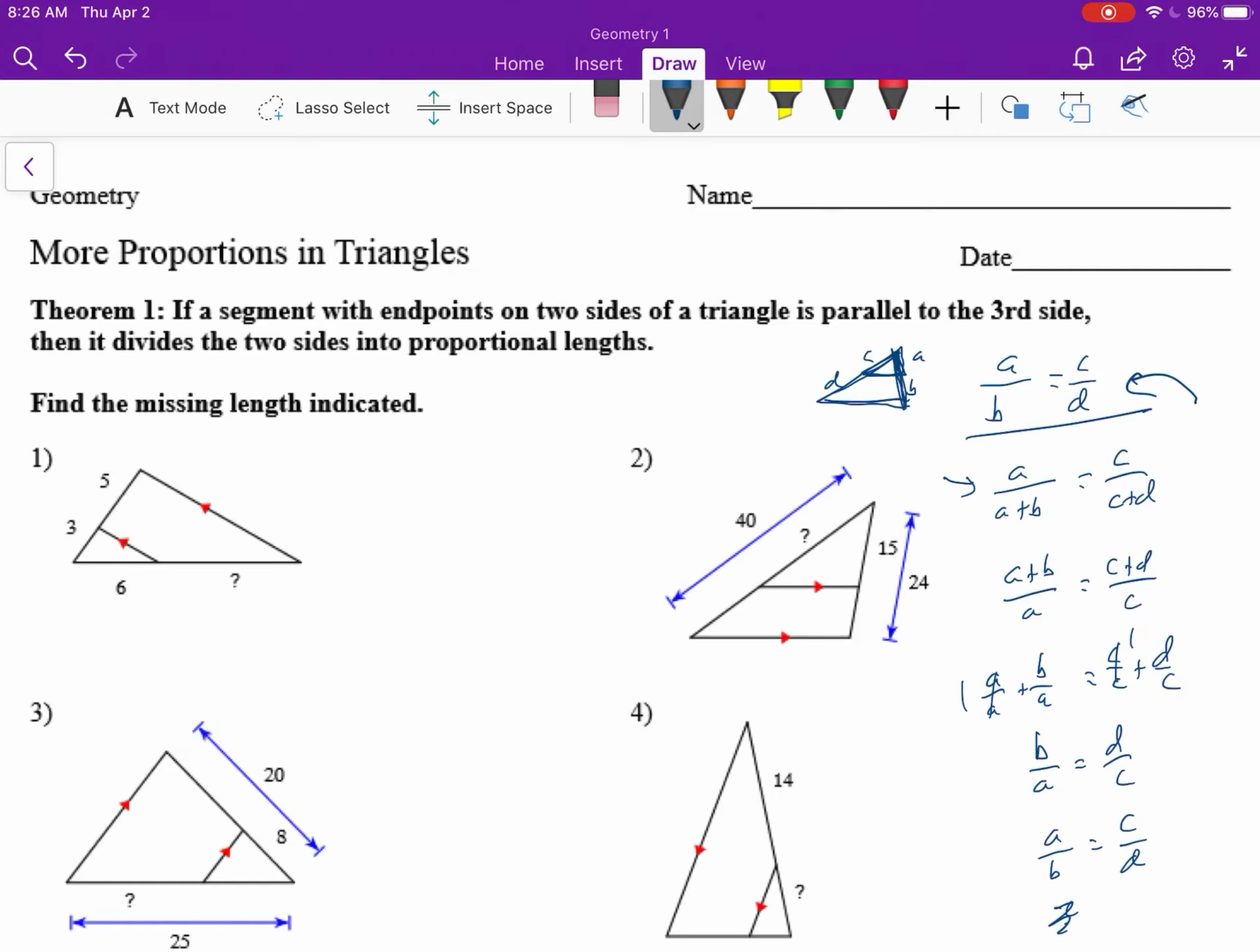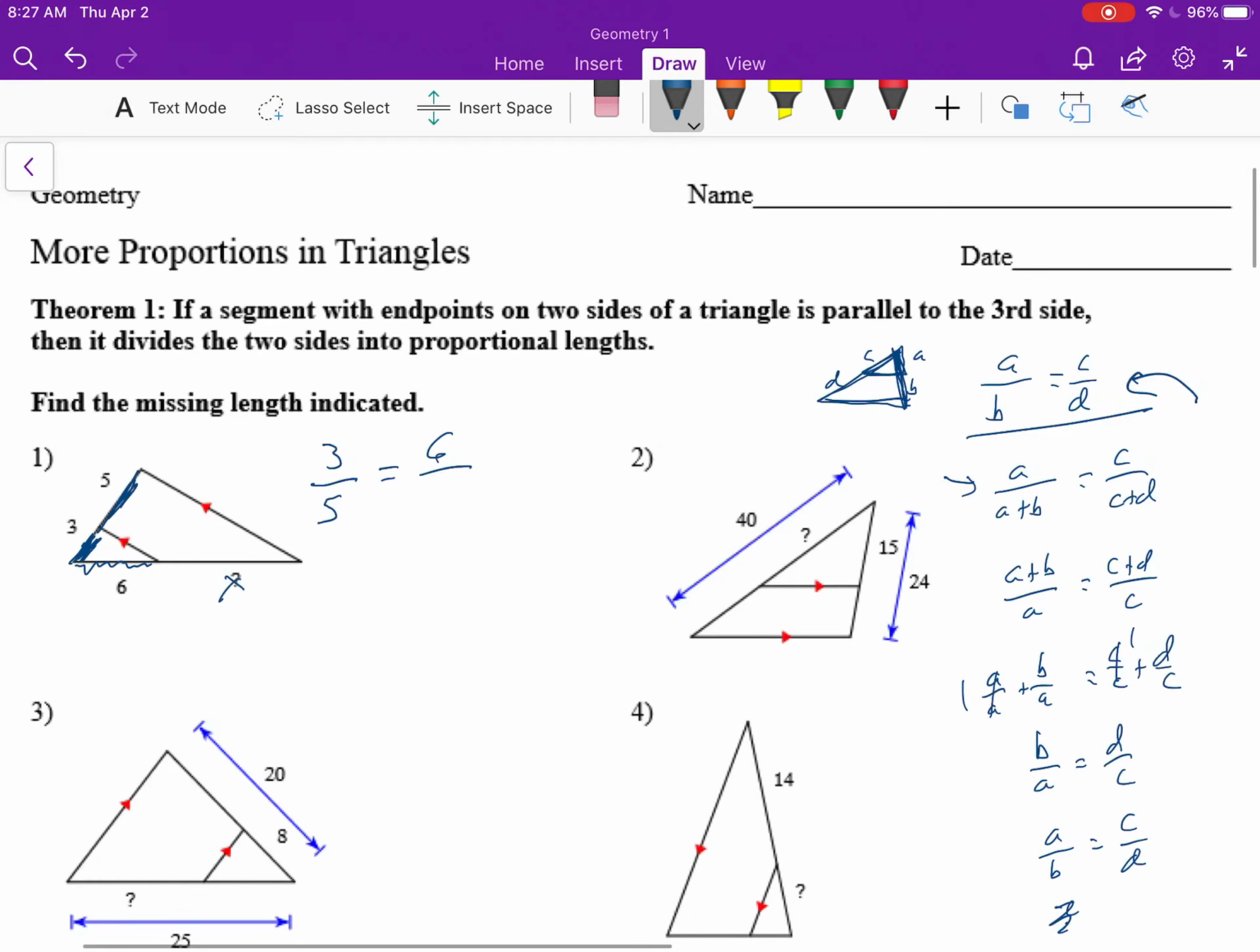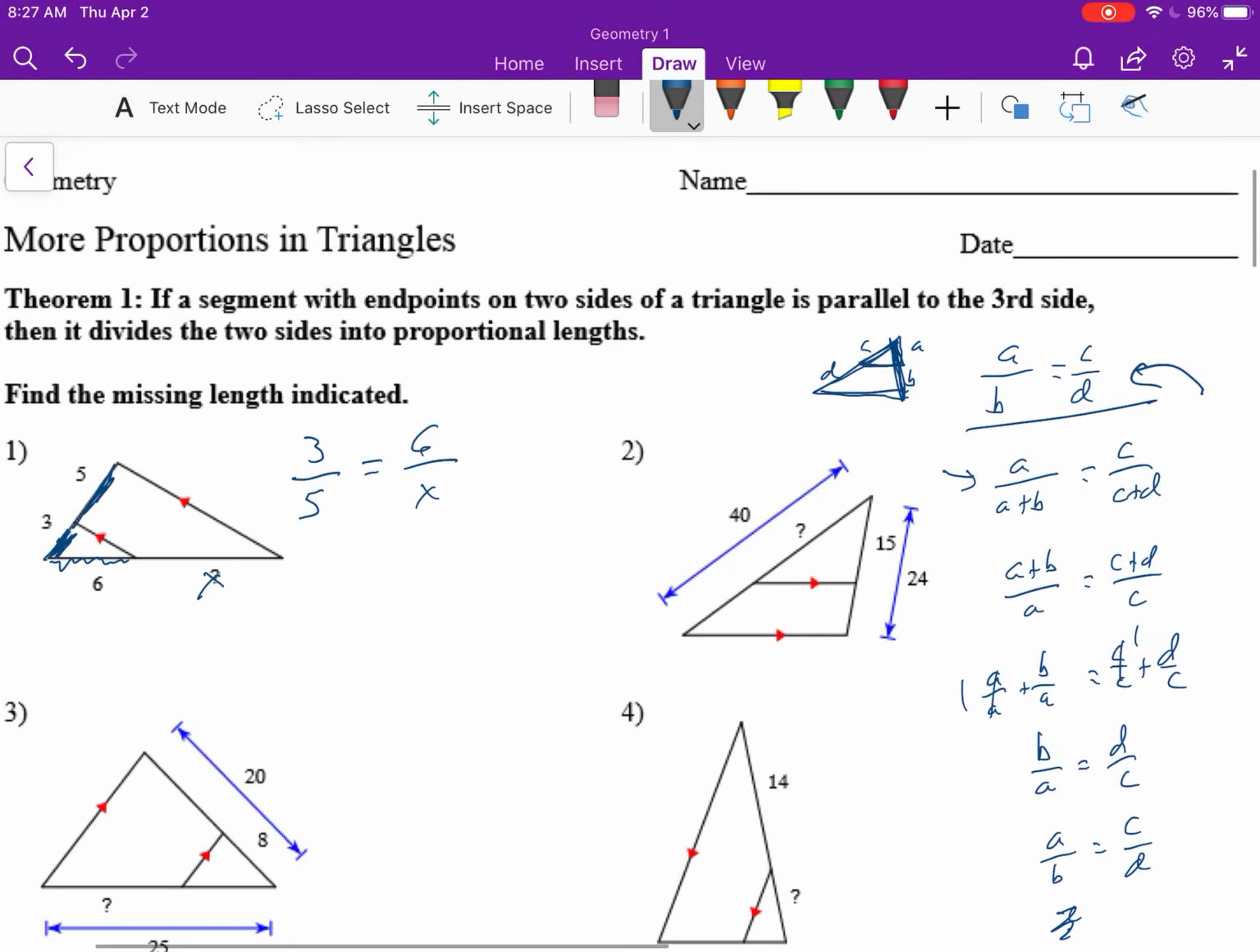So now we can use it. Looking at number 1, we have these 2 sides parallel, so we have 3 over 5. So 3 over 5 is going to be equal to, what corresponds to 3? Well, the 6. So 6 over the question mark, which I prefer using x. So 6 over x, cross multiply. So 3x equals 30. Divide both sides by 3, and we get x equals 10.